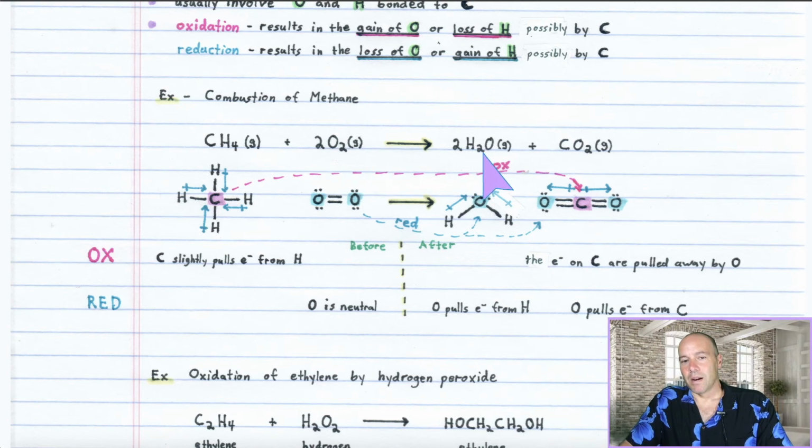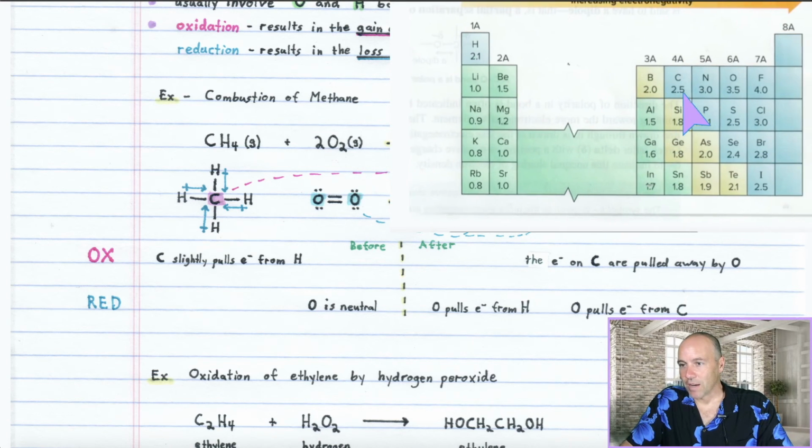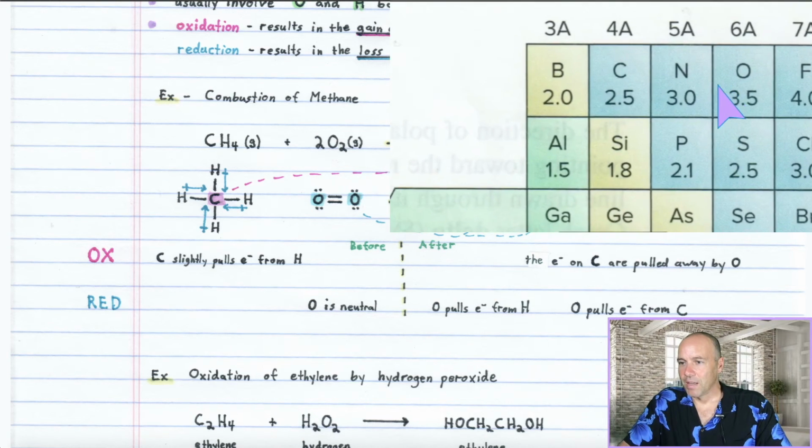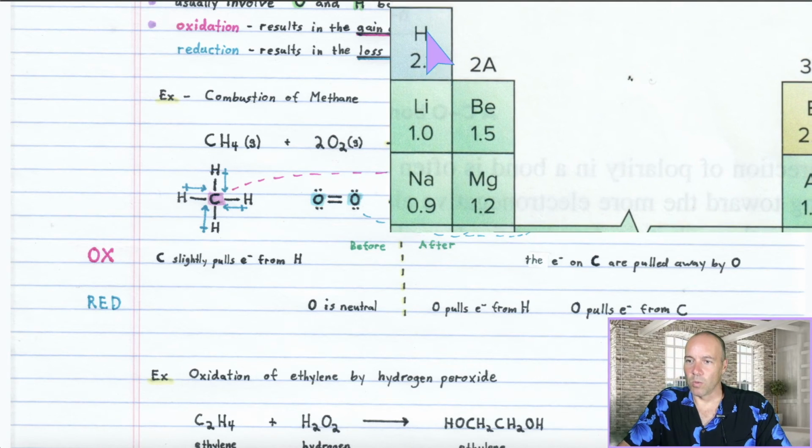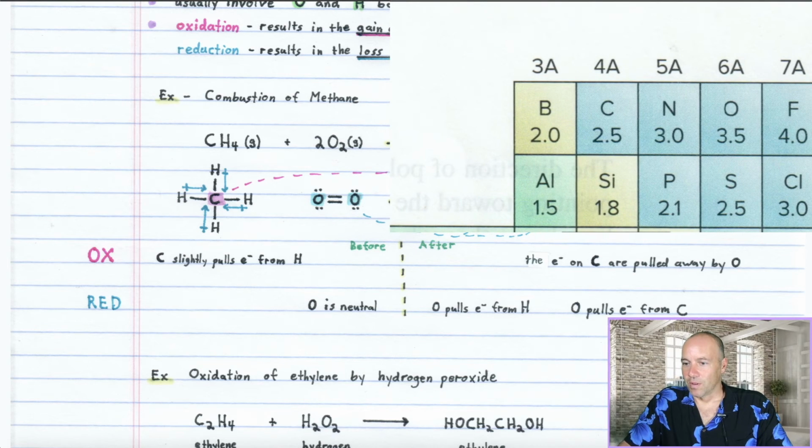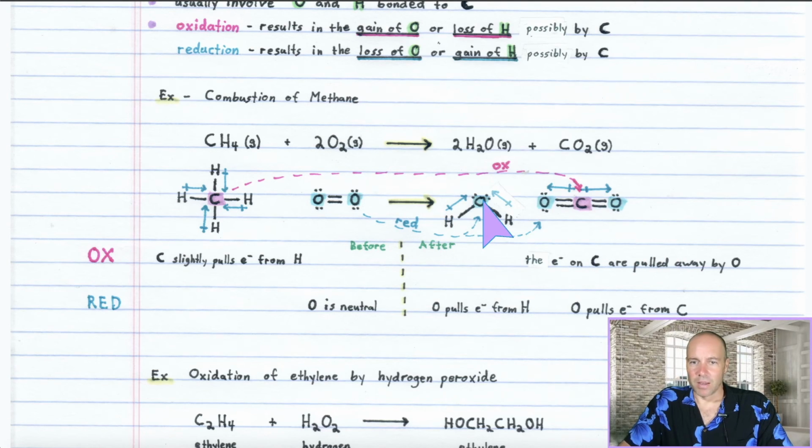Now, what about the water molecule? What's going on here? Well, the oxygen is much more electronegative than the hydrogen. And if you go back to that table, oxygen's electronegativity is 3.5, and that's much greater than hydrogen's at 2.1. So very polar bond in the water molecule. And this oxygen is pulling electrons away from that hydrogen. It's pulling electrons away from that hydrogen. So there's extra electron density on the oxygen. It pulls electrons from the hydrogen.